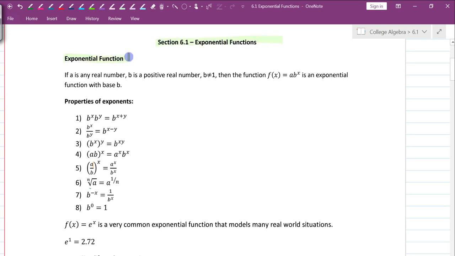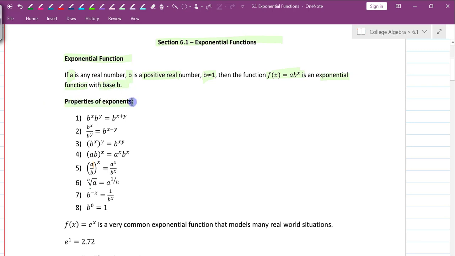An exponential function is defined where A is any real number and B is any positive, that's important to remember, positive real number that's not equal to 1. Then we have the function f of x is equal to a times b to the x. And this is called an exponential function in base b. So this is base b.